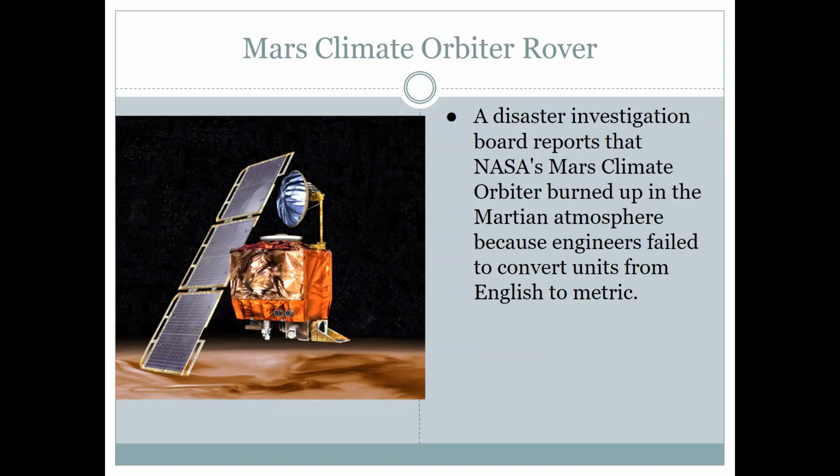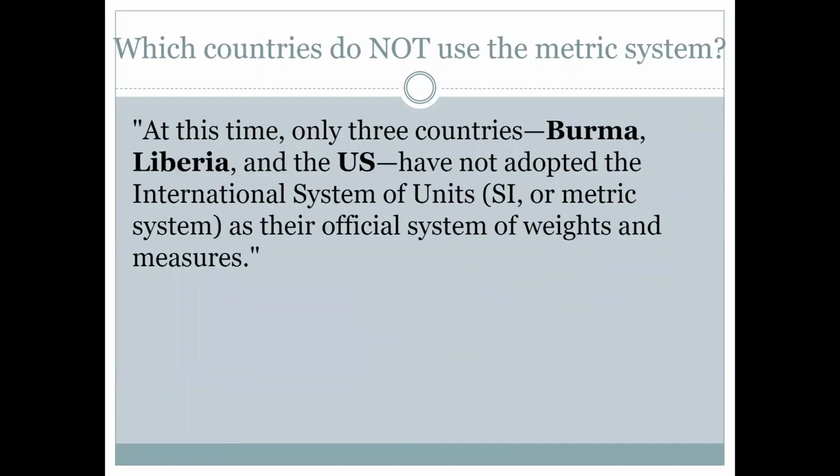So you may or may not be aware of this, but in science we do use the metric system. We use the metric system because it is much, much easier to do conversions between units in the metric system, and it's fairly universal. In fact, there are only 3 countries in the entire world, Burma, Liberia, and us, the US, that have not adopted the international system of units, SI system, or metric system as it is colloquially called.